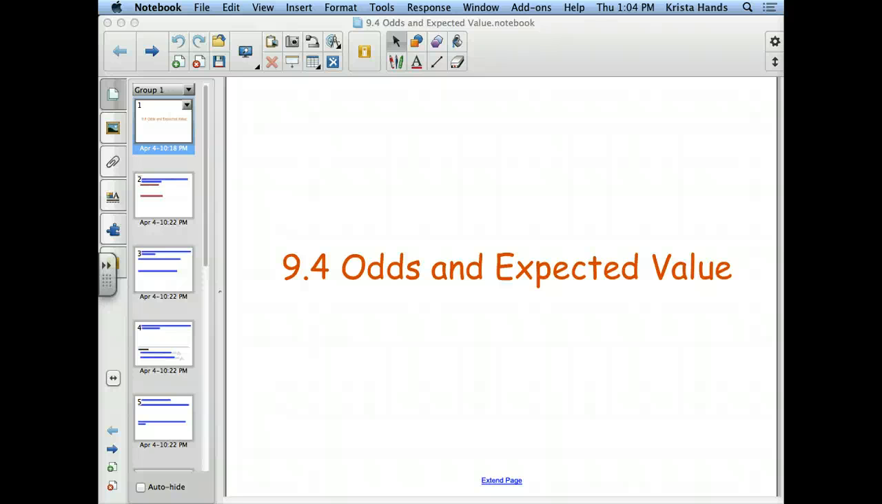Section 9.4 is going to talk about odds and expected value. Okay, so you mentioned the word odds a little bit ago, Brendan. And so it is different than probability, but it is related. So that's where we're going to start.